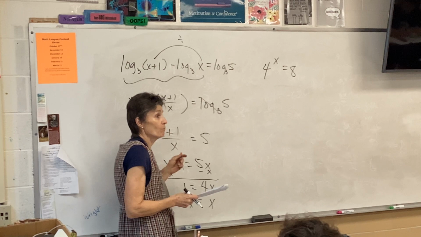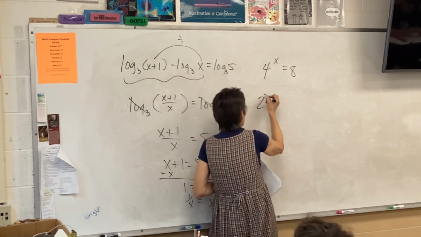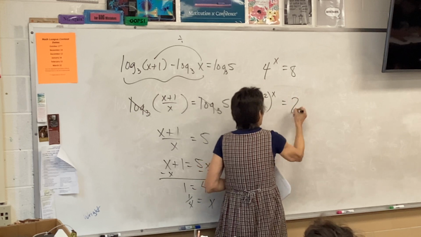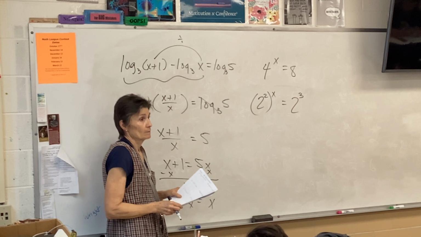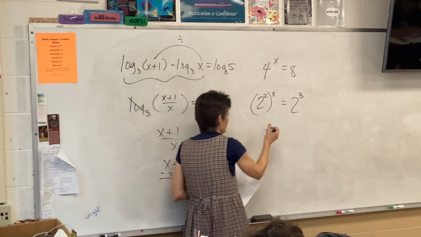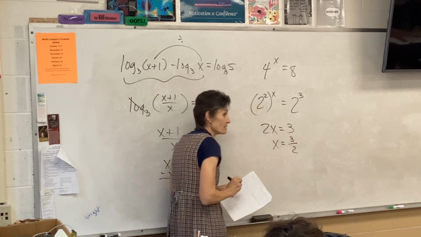So, we have 4 and 8. What's our common base? 2. So 2 squared and 2 cubed. So 2x equals 3, and x equals 3 halves.